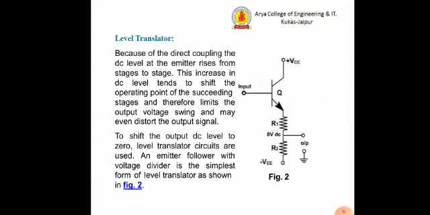This is some more insight into the level translator type of circuit. As I already told you, because of the direct coupling, the DC level at the emitter rises from stage to stage. So there are resistances R1 and R2 applied at the emitter terminal, which are used to balance the shift in the DC voltage and bring it back to the initial zero level.